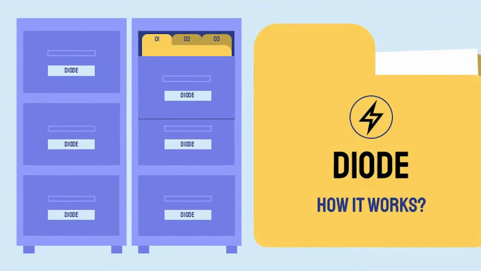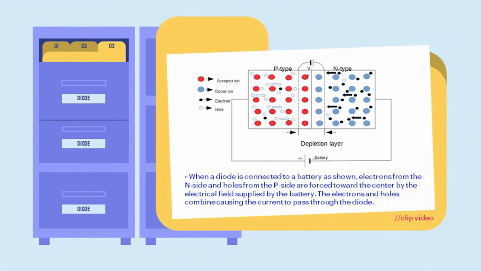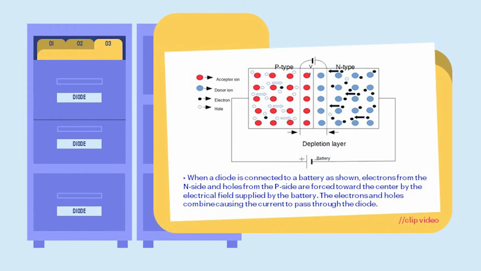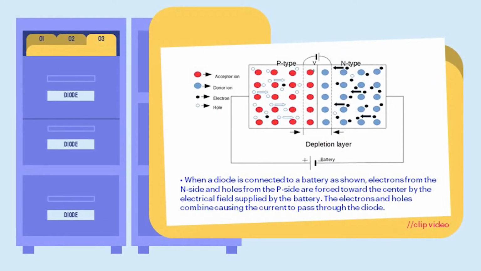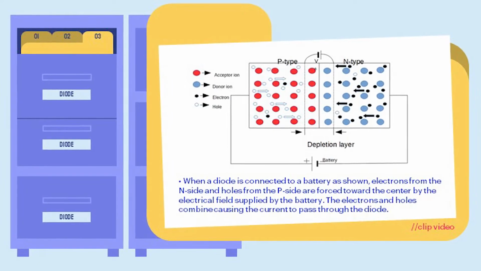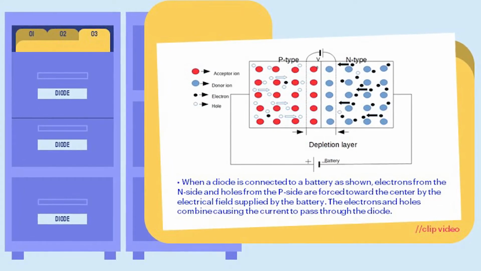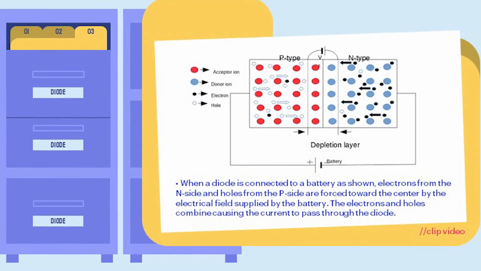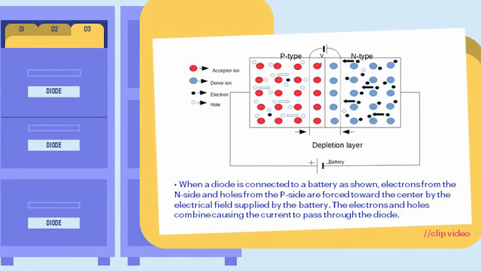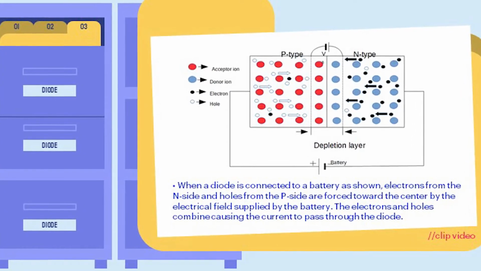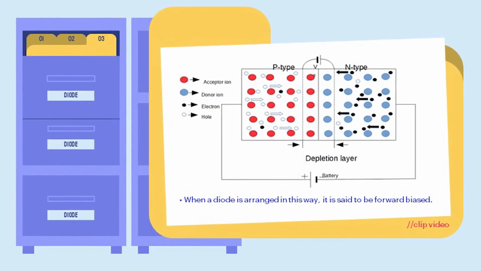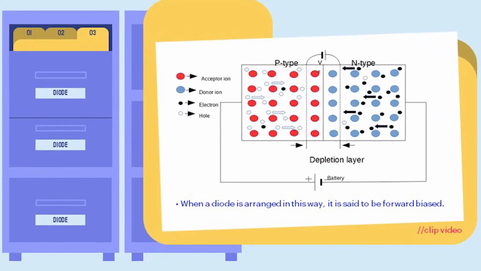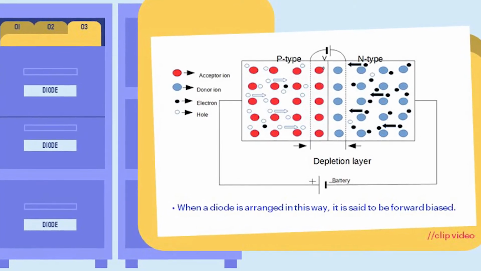How a diode works. When a diode is connected to a battery as shown, electrons from the N side and holes from the P side are forced toward the center by the electric field supplied by the battery. The electrons and holes combine, causing the current to pass through the diode. When a diode is arranged in this way, it is said to be forward biased.